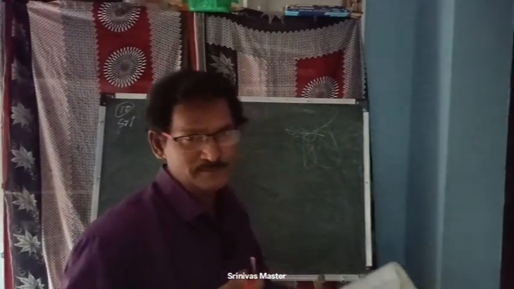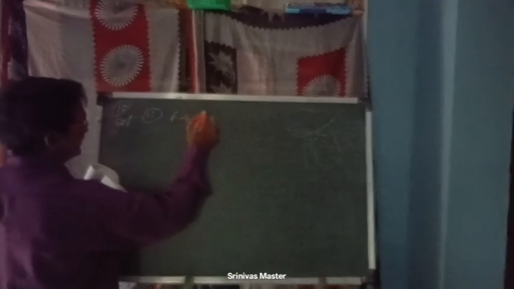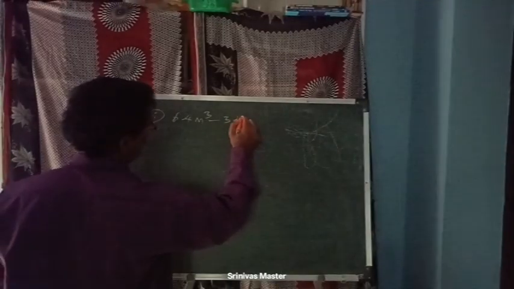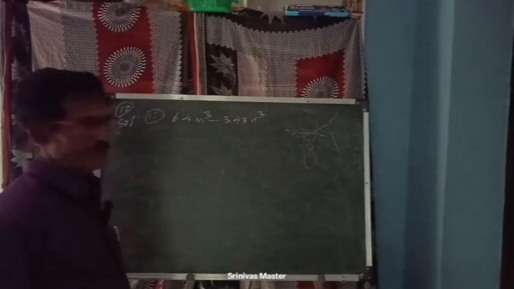Before you did plus values, no? a plus b whole cube like that, a cube plus b cube otherwise. Then here you will take second bit a minus b whole cube. Just you can see that. What is given? 64m cube minus 343n cube. See, children, both are perfect cubes only.